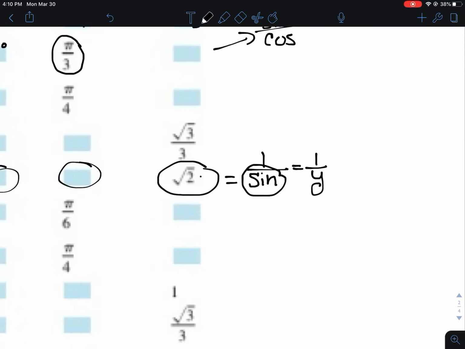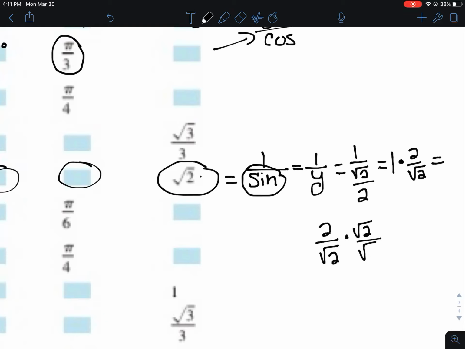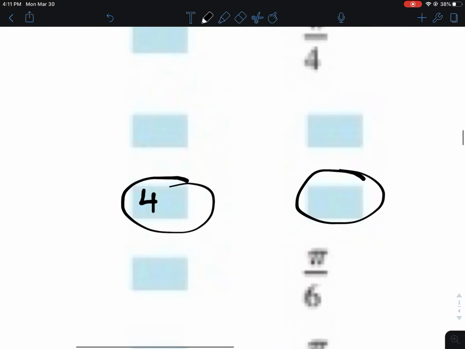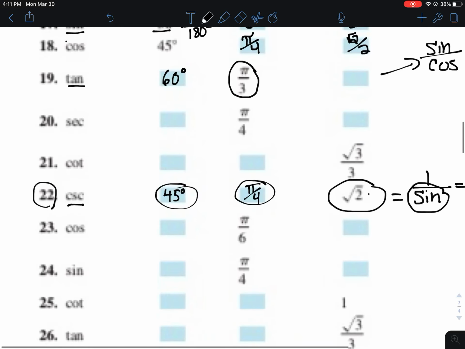So if I do 1 divided by the square root of 2 over 2, that's 1 times 2 over the square root of 2, which is 2 over the square root of 2. And if I rationalize that, I get 2 square roots of 2 over 2. 2's cancel, and I just get the square root of 2. So that was the right angle. So I want 45 degrees, or pi over 4, okay?